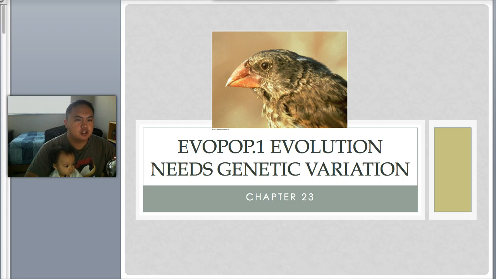But I'm just going to do a very brief intro to the next chapter, which is about evolution of population. So this standard is called EVOPOP.1. On this particular standard, you're going to learn that in order for something to evolve, you need some sort of genetic variation. There's only 3 slides we're going to go over today.